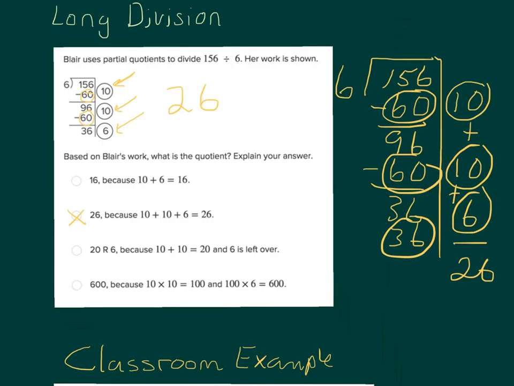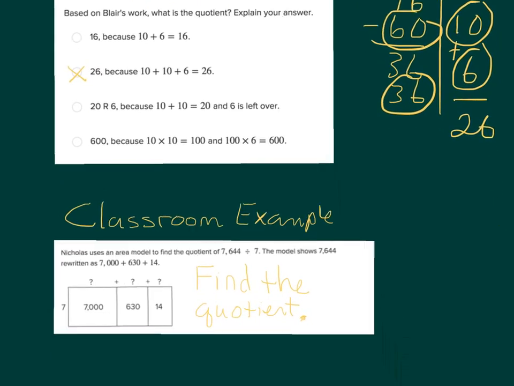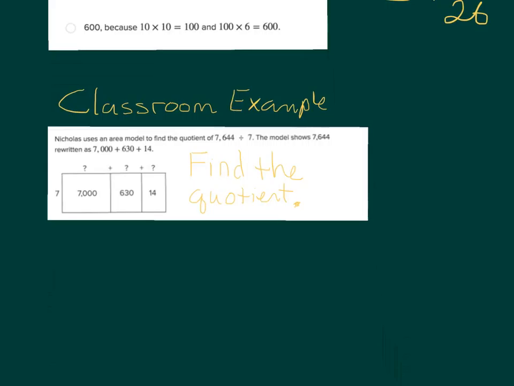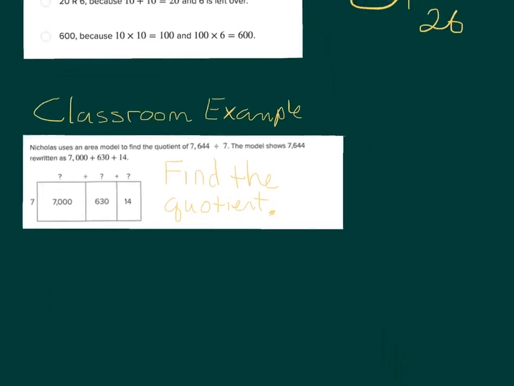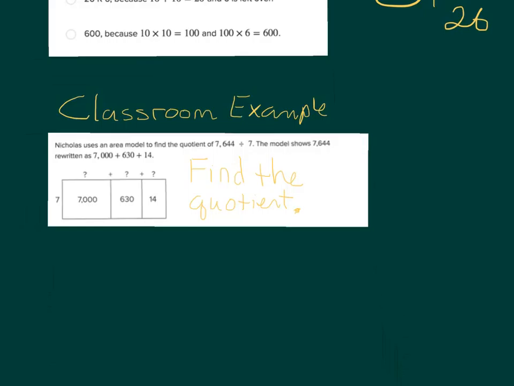So now, it's time for your classroom example. Go ahead and find the quotient. Nicholas used the area model. He drew it up. All you need to do is find the quotient of 7,644 divided by 7. Okay? Write this example into your notes and be ready to show it to me in the next station.